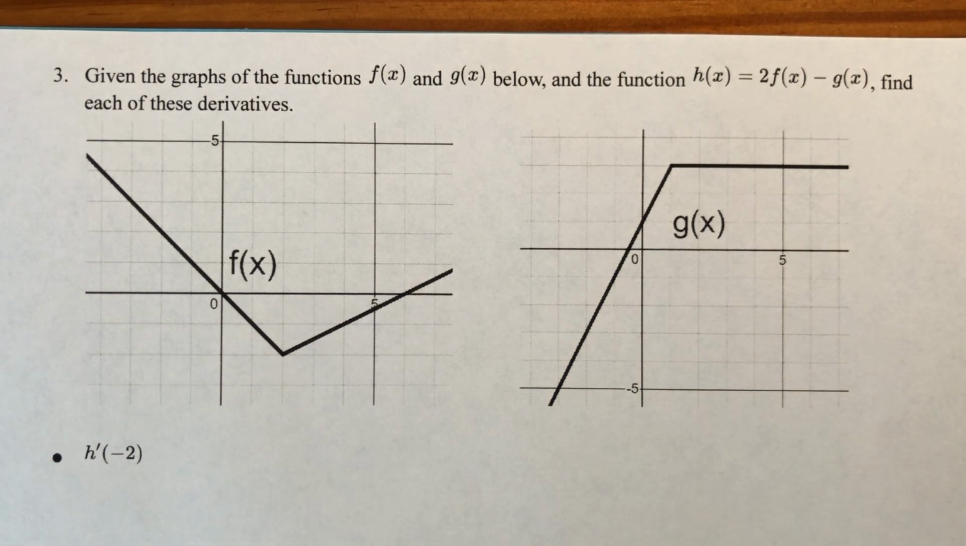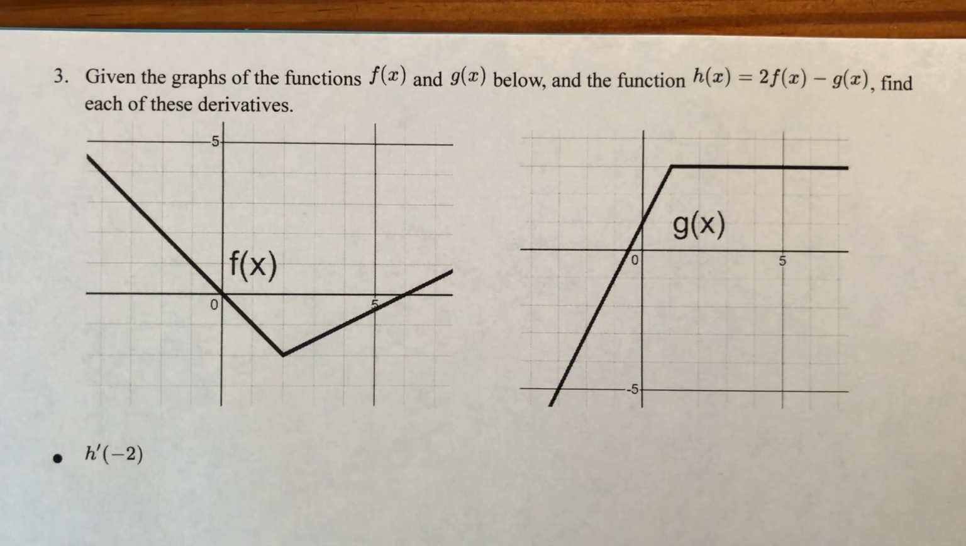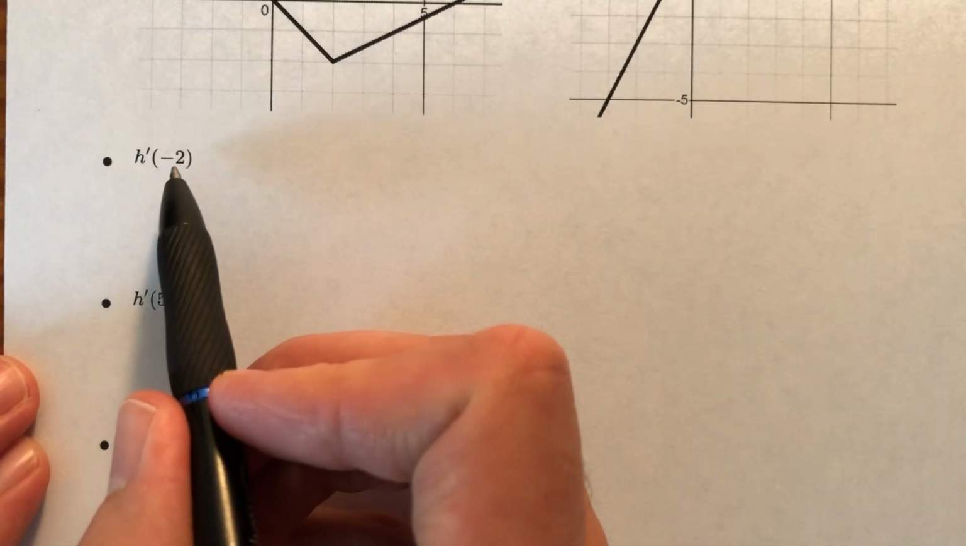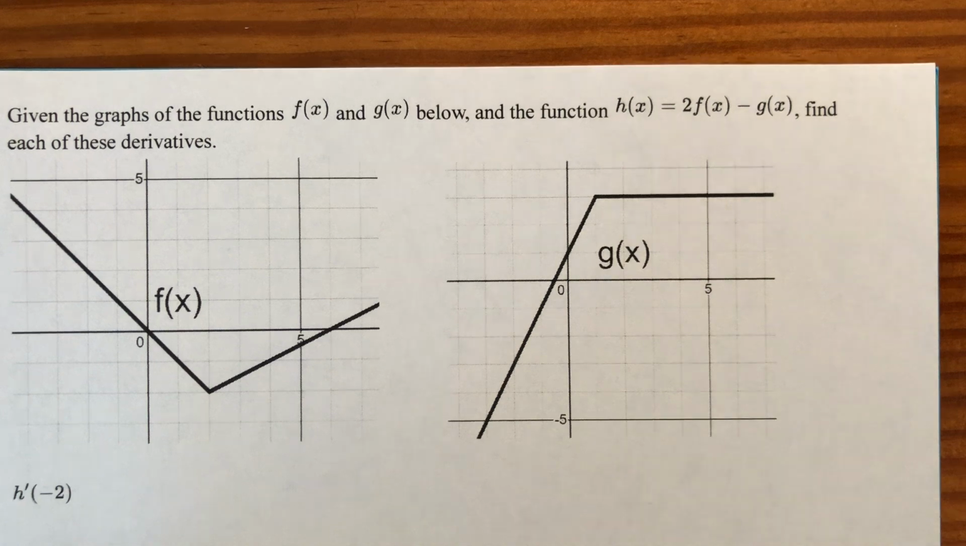So given the graphs of the functions f and g below, and the function h is 2f minus g, find each of these derivatives. They're going to ask us to find h prime of negative 2, h prime of 5, h prime of 1.5, h prime of 1. Well, let's go ahead and just find h prime first.